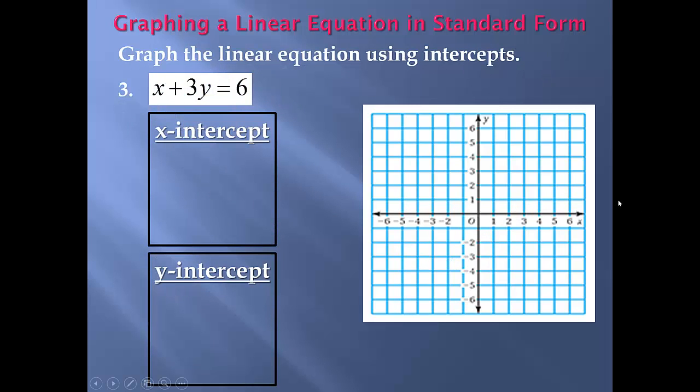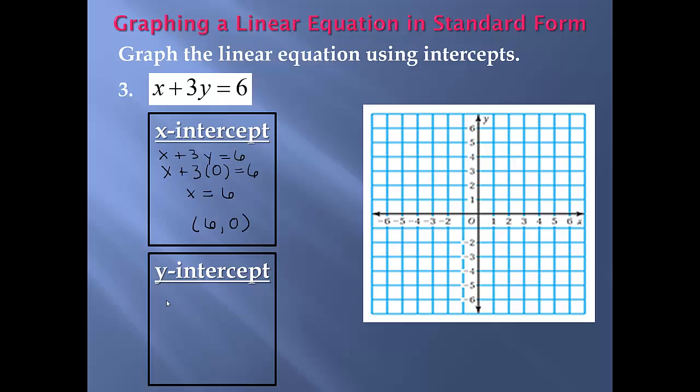Now we're going to graph the next linear equation using intercepts. For number 3, we have x plus 3y equals 6. First, we're going to find the x-intercept. For the x-intercept, we're going to plug in 0 for y. So our equation is x plus 3y equals 6. We're going to substitute in 0 for y. So we have x plus 3 times 0 equals 6. 3 times 0 is 0, so we have that x equals 6. That would be the ordered pair 6, 0.